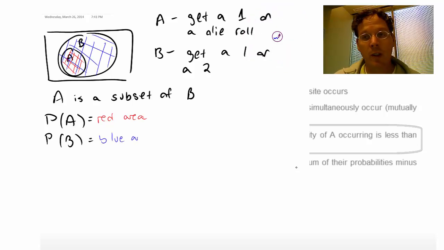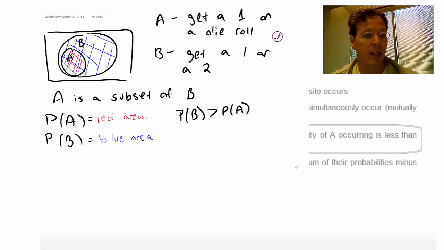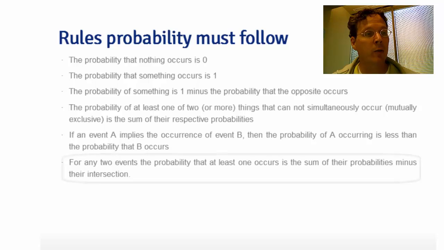So I think we intuit this very easily. For example, the probability that we get a 1, the set A, is less than the probability that we get a 1 or a 2, the set B. Then this final bullet point is very useful.